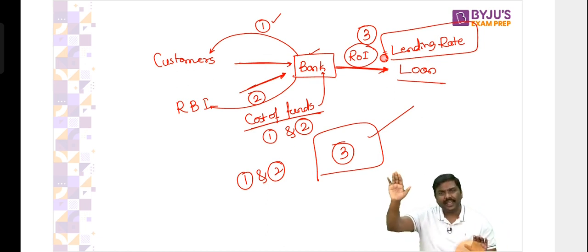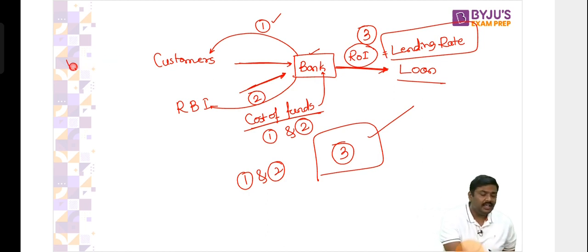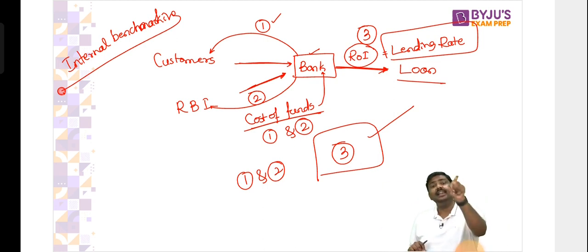RBI said consider point A, B, C, D, and you decide your lending rate. And when you decided the lending rate, that was called internal benchmarking. Follow the concept. RBI gave parameters to you and you decided the lending rate based on your internal numbers, your profit motive, etc. You decided everything. That was referred to as internal benchmarking.